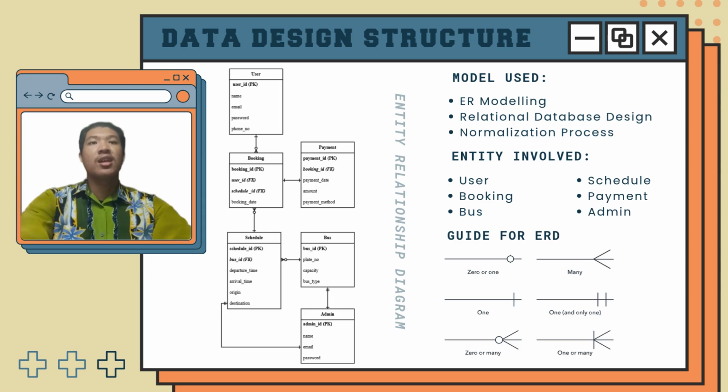Lastly, the entities and relationships are decided. The entities decided are users, booking, bus, schedule, payment, and admin. A user can make many bookings, and a booking is linked to one user and one schedule. A bus can have multiple schedules. A schedule connects to one bus and many bookings. A payment is made for each booking. And lastly, an admin manages bus and schedule.